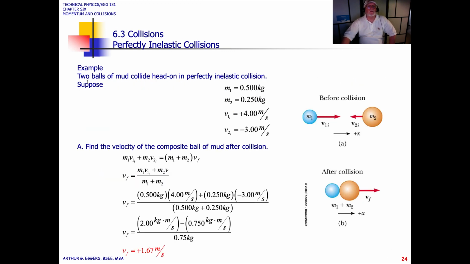Okay, so let's go ahead and stop here. We'll come back and we'll look at the two mud balls that collide together and continue to look at perfectly inelastic collisions.